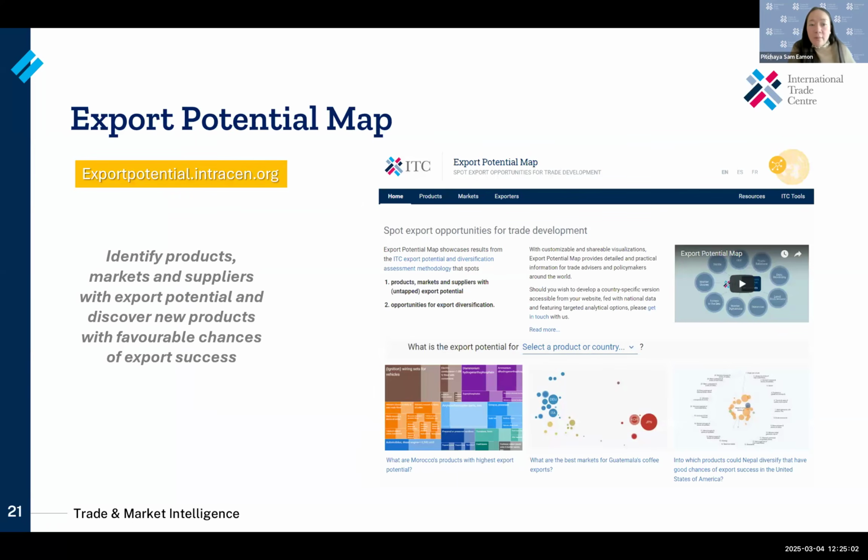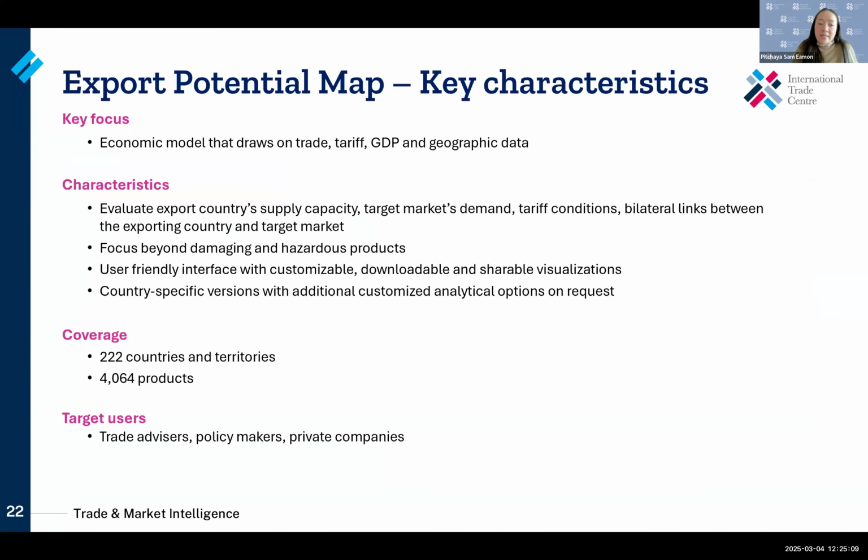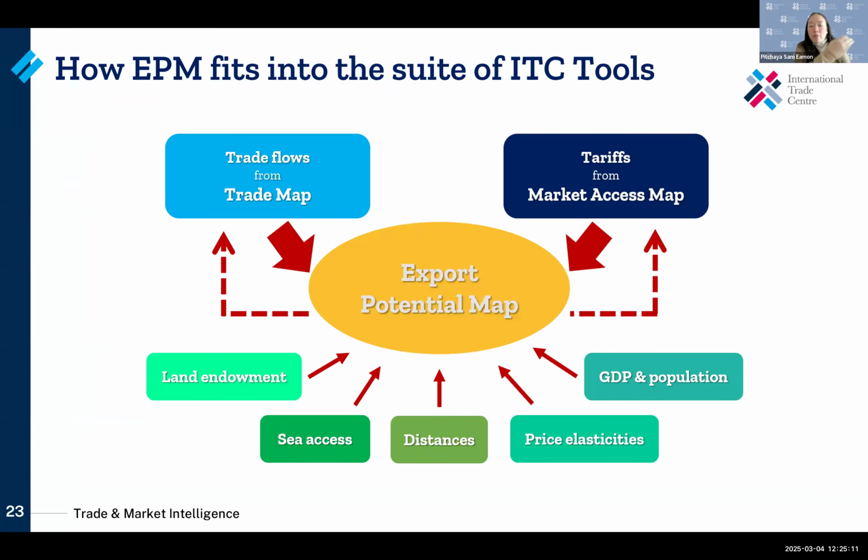The third tool we'll be talking about is the Export Potential Map. So basically, you will see in the coming slides that we take the trade flow from Trade Map, and we take the tariffs and market access data from Market Access Map. We put it in an economic model, and we are able to estimate the export potential trade in a 5-year time. So right now, the data that we have is up to 2029.